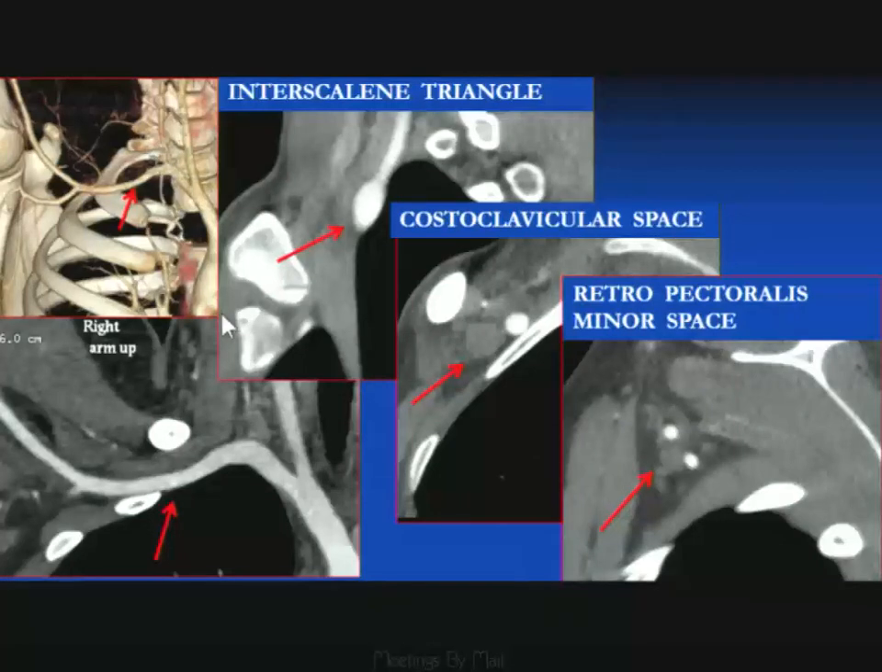So here's an example where we have a volume render display here. This is a curved planar reformation. This is clavicle and first rib. And then we're looking at these tissue spaces, first of all starting out with the interscalene triangle, where the vessel runs between the scalenus anticus and scalenus medius. And in that space also closely opposed is the sum of the brachial plexus.